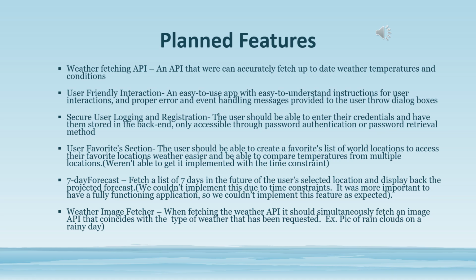7-day forecast. Fetch a list of the next 7 days for the user's selected locations and display back the projected forecast. We couldn't implement this due to time constraints. It was more important to have a fully functioning application, so we couldn't implement this feature as expected.